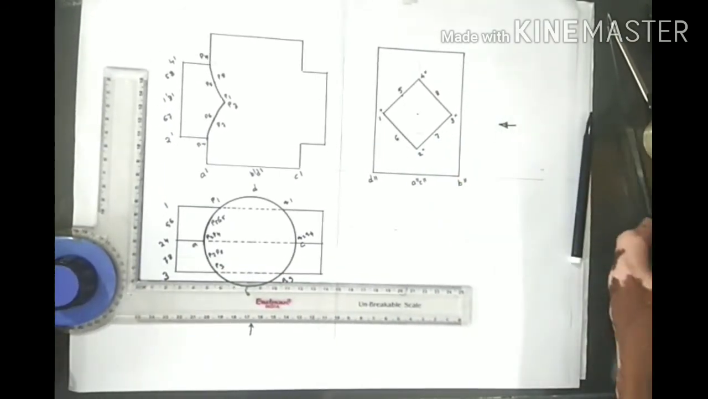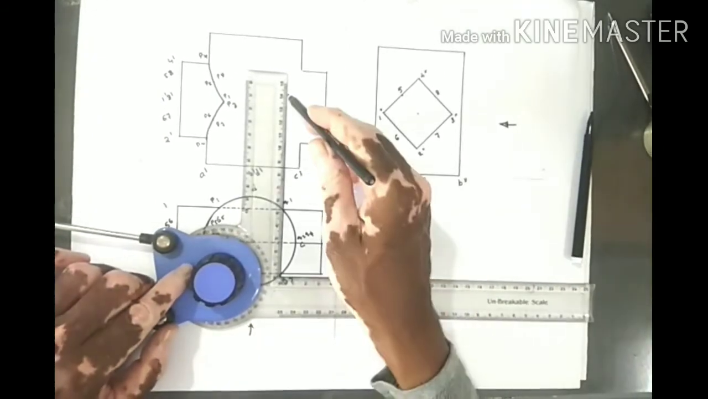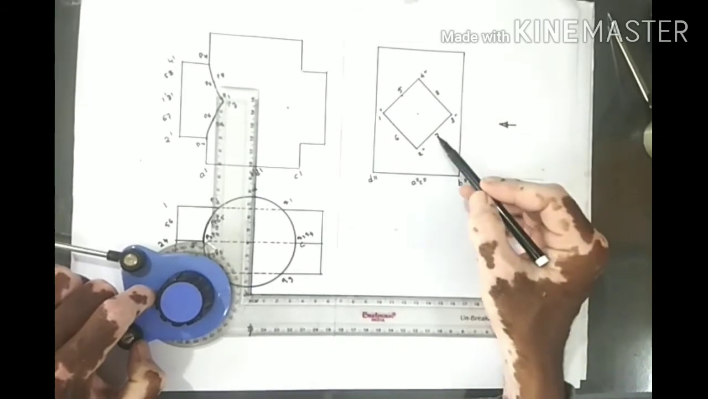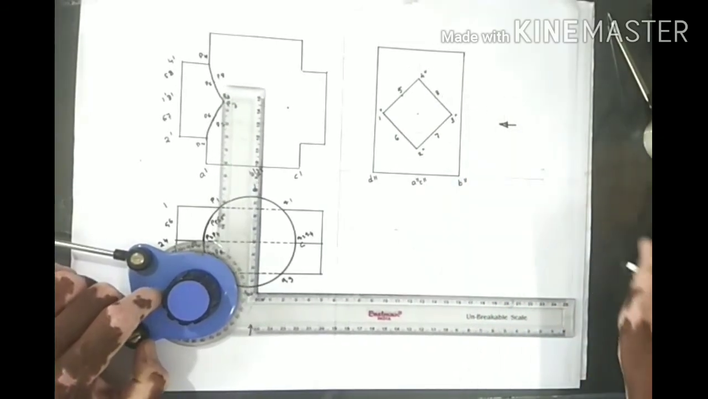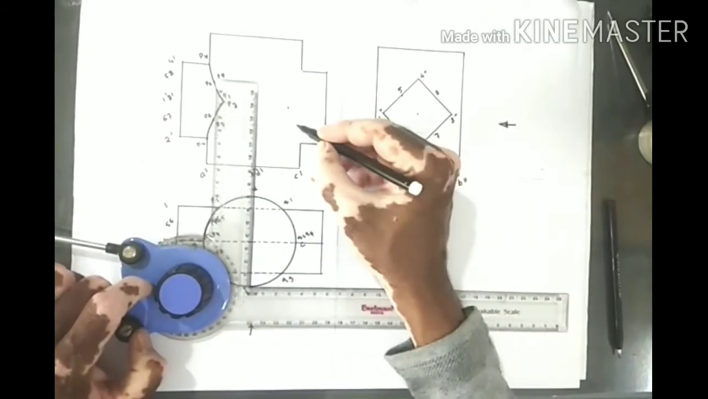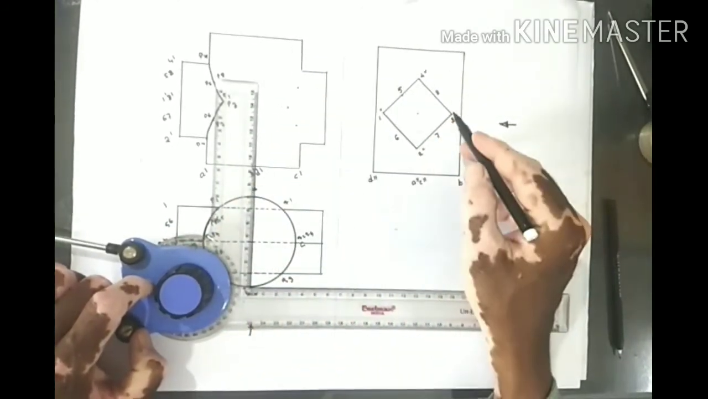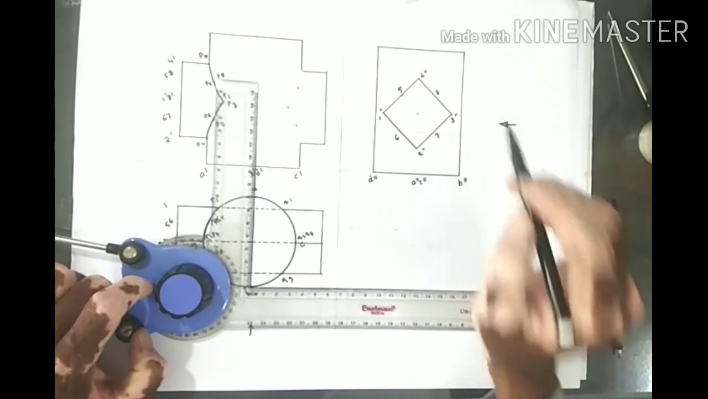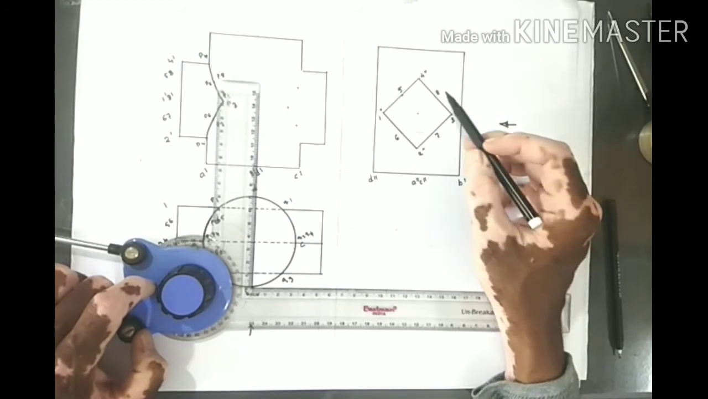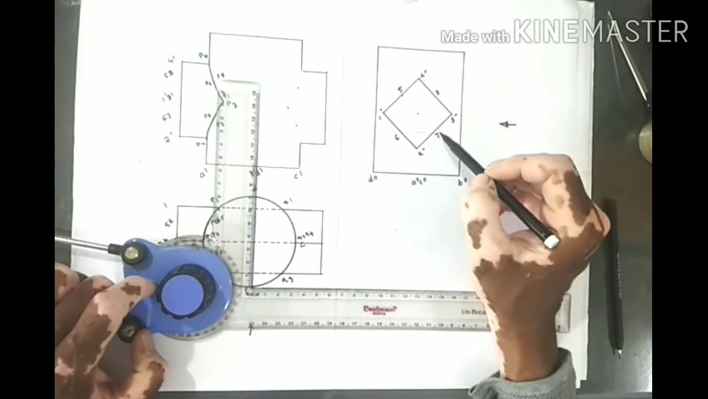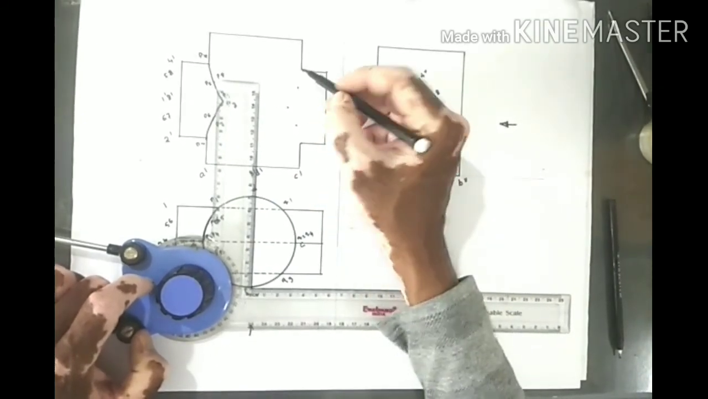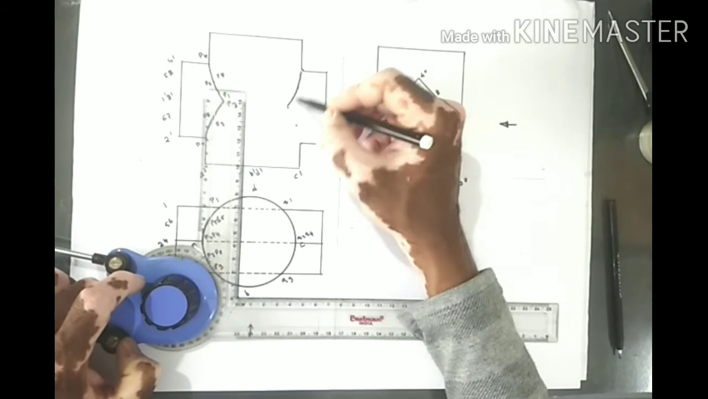Similarly on the right hand side, same procedure. So we start from Q3. So this Q3 will join to Q7, Q3 will join to Q8. So this Q3 and Q8 and Q7. Then Q8 will join to 4, Q7 will join to 2. So this 2 and this 4. Join these points with the help of French curve like this.